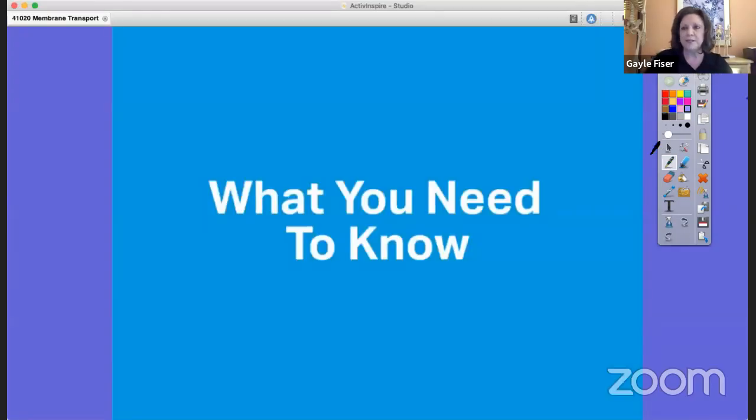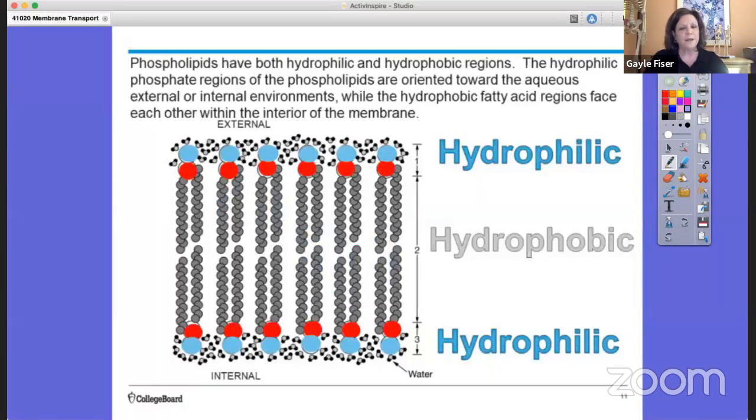Now we're going to go into content. This is what you need to know. Phospholipids have both hydrophilic and hydrophobic regions. The hydrophilic phosphate regions of the phospholipids are oriented toward the aqueous external or internal environments, while the hydrophobic fatty acid regions face each other within the interior of the membrane.